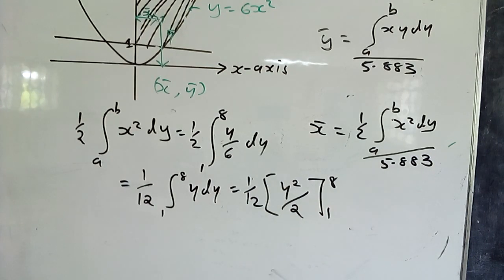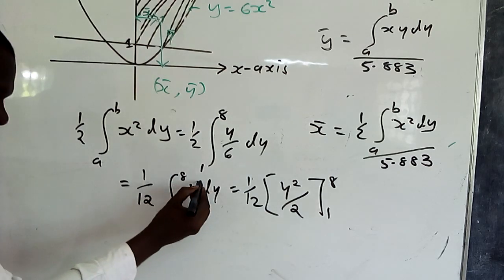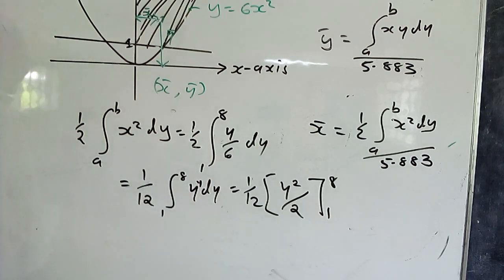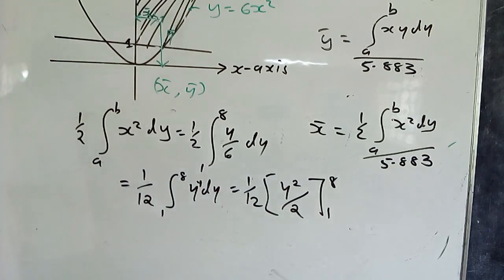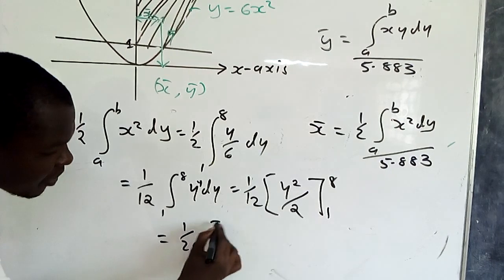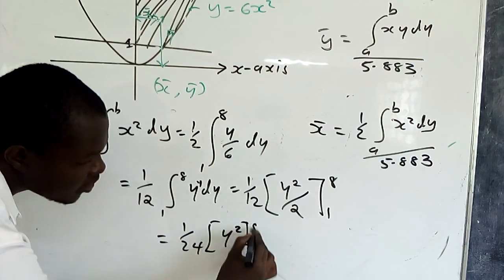Good. So we are integrating y with respect to y. Y is raised to power 1. If you integrate it, it is 1 plus 1, 2, then you divide by that 2. See there? Good. So if you take this 2 outside, what do you have? You have 1 over 24, into y squared from 1 to 8, isn't it?